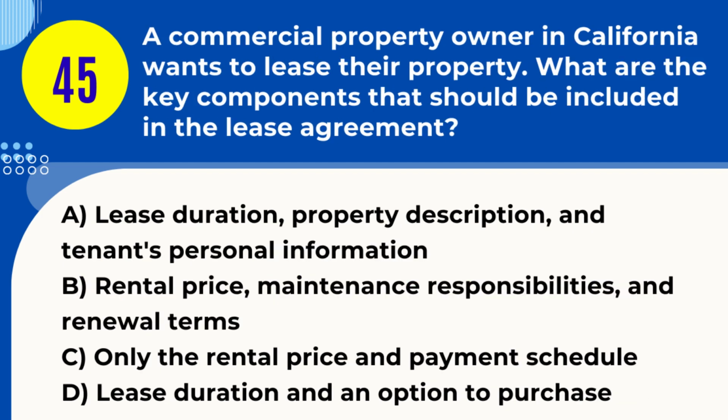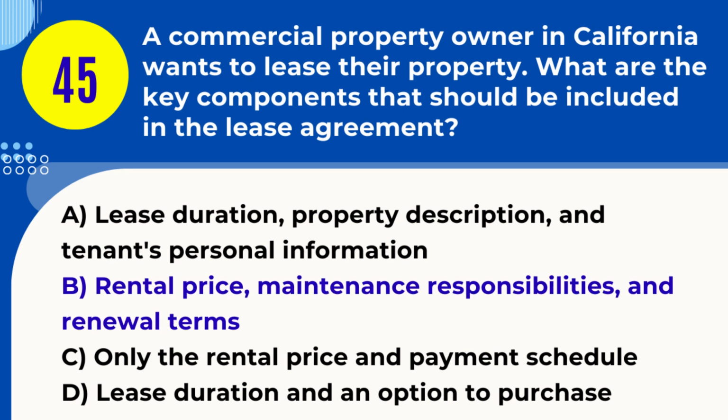Question 45. A commercial property owner in California wants to lease their property. What are the key components that should be included in the lease agreement? A. Lease duration, property description, and tenant's personal information. B. Rental price, maintenance responsibilities, and renewal terms. C. Only the rental price and payment schedule. D. Lease duration and an option to purchase.